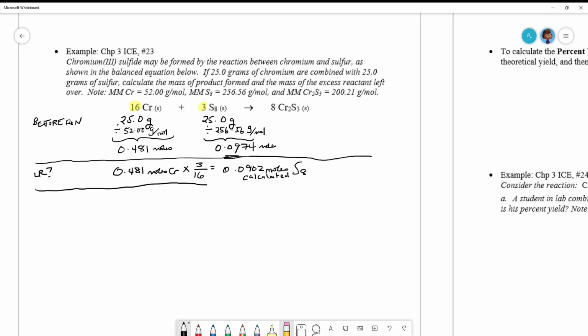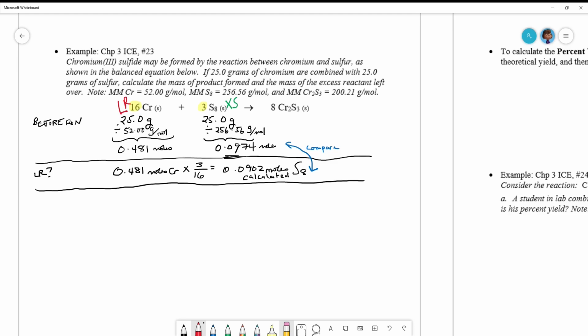And of course, what we then do is we compare the calculated amount to the supplied amount. So again, we compare. And what do we see? Well, we see that in the supplied amount, we have 0.0974 moles. The calculated amount is less than that, 0.0902 moles. That means we have too much sulfur in our mixture. And if we have too much sulfur in our mixture, what is sulfur? Well, that means sulfur is the excess reactant. Here, I'm going to stick that here, excess. And by default, chromium has to be the limiting reactant.